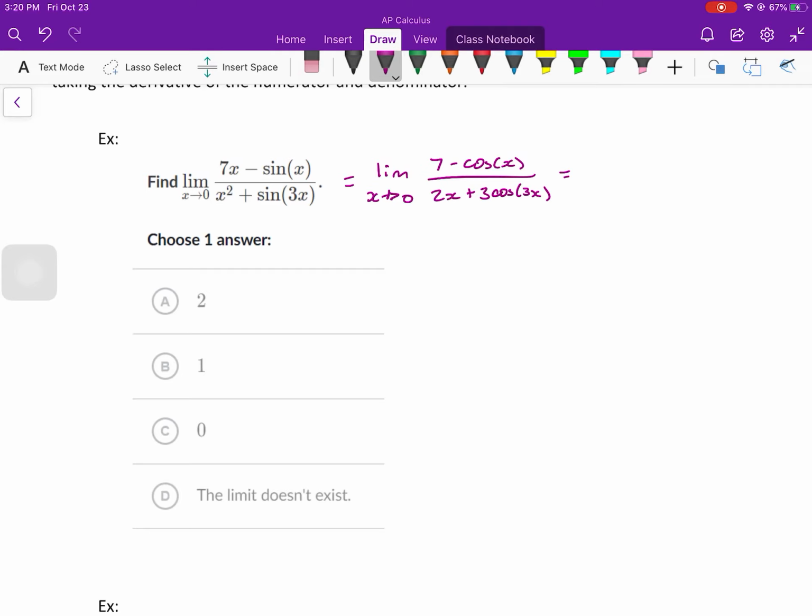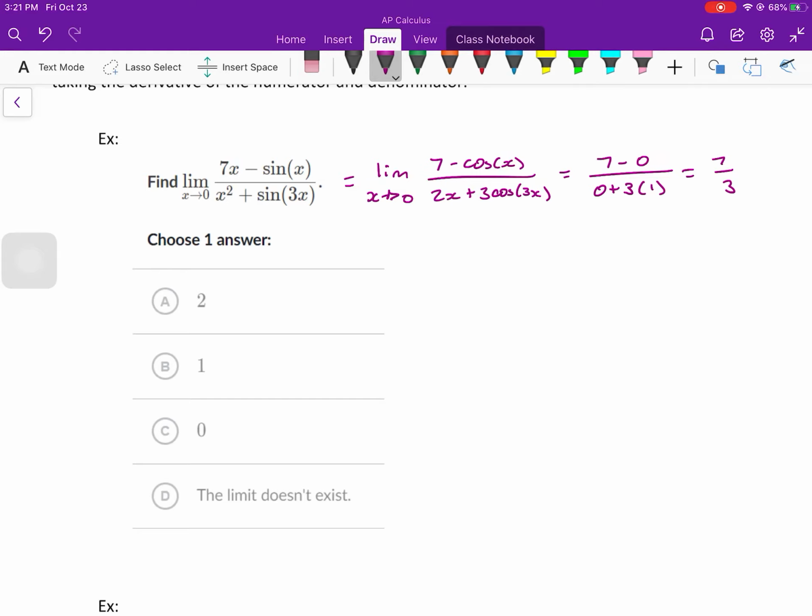So now let's plug in the 0. And remember, cosine of 0 is 1 on the unit circle. So this is going to be 7 minus cosine of 0, which is 1, over 2 times 0, which is 0, plus 3 times 1, because cosine of 0 is 1. So this ends up being 7 over 3.